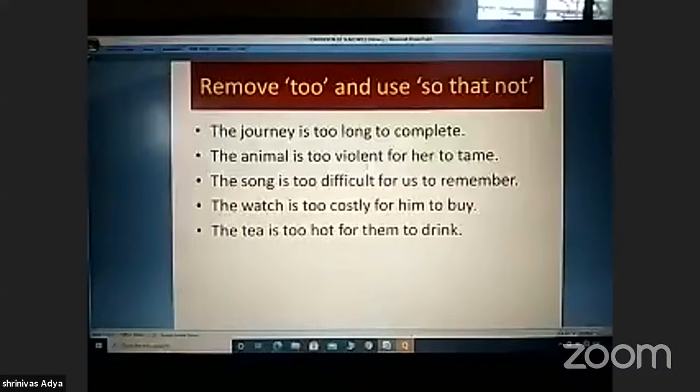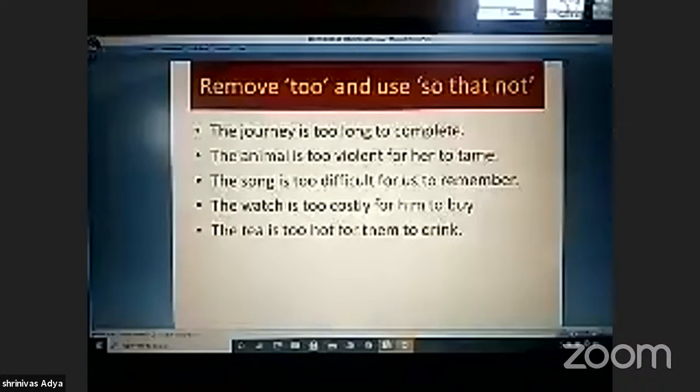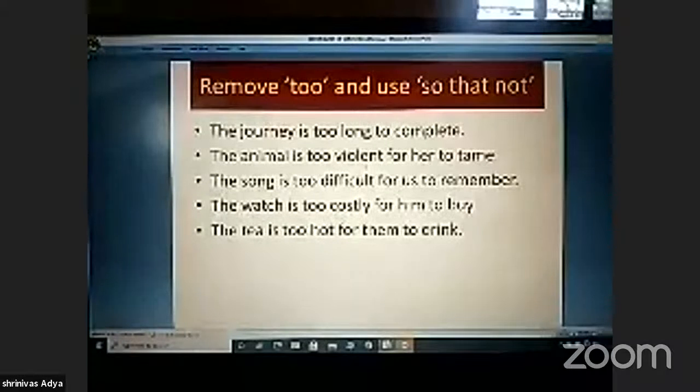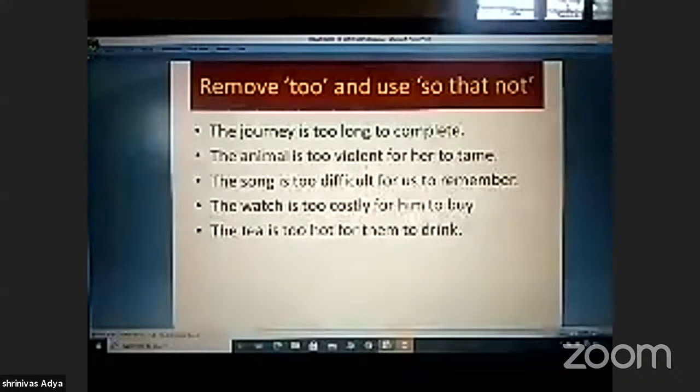Completed, sir. Okay, first sentence. Reframe the sentence using so that not. First one: the journey is too long to complete. Sir, can I? Yes. The journey is so long that it cannot be completed. Correct.